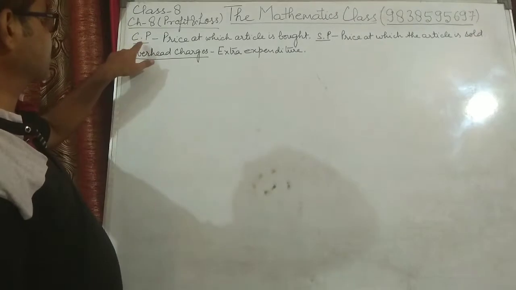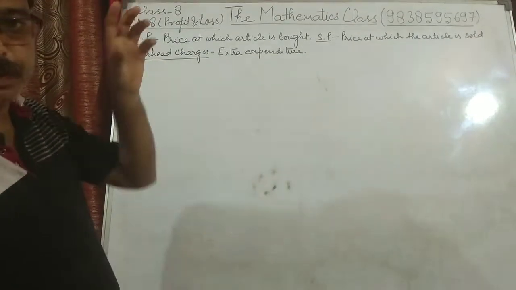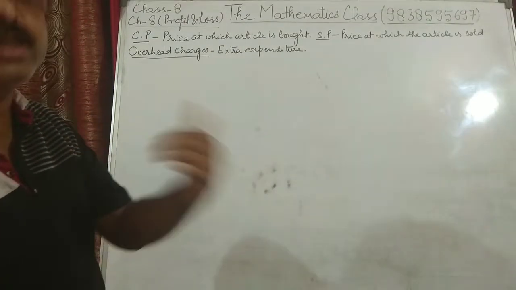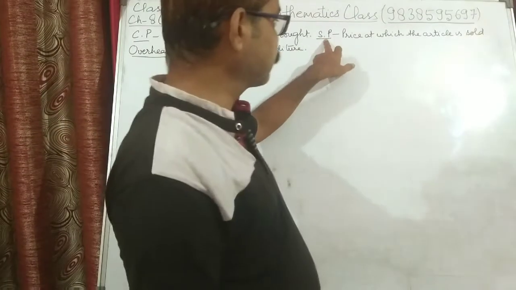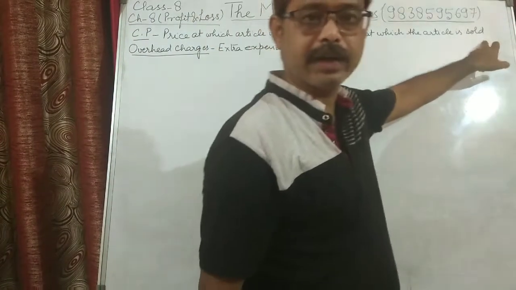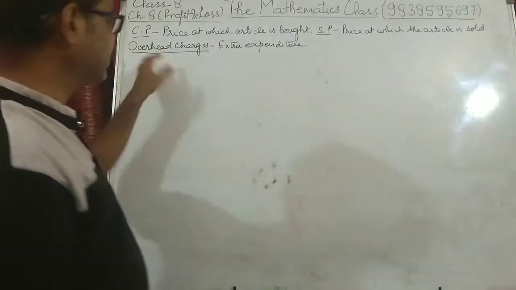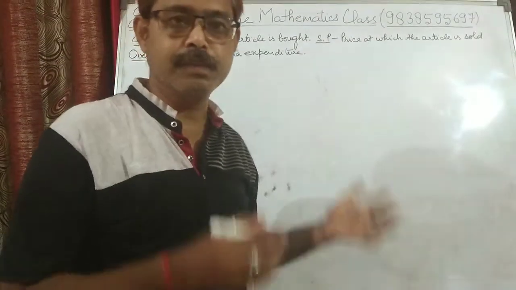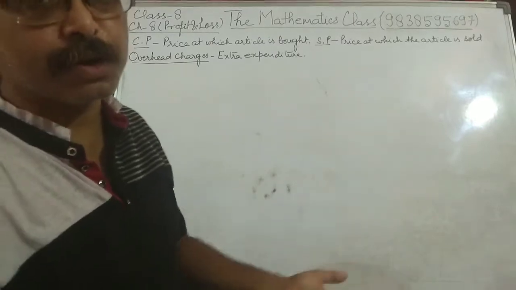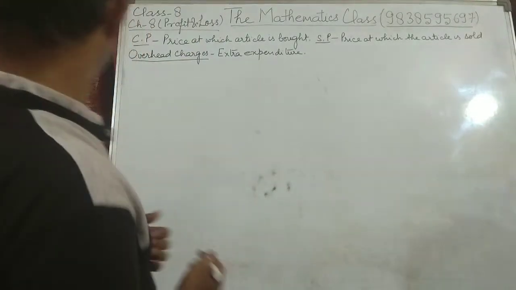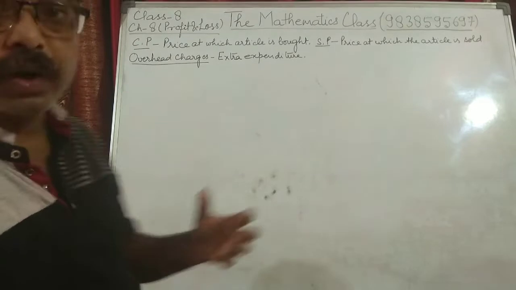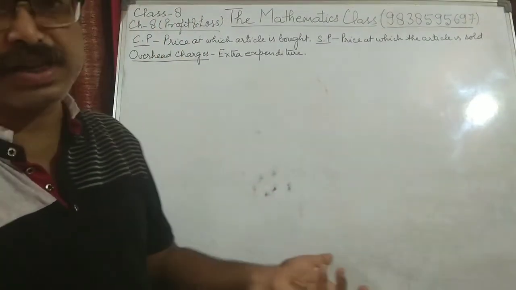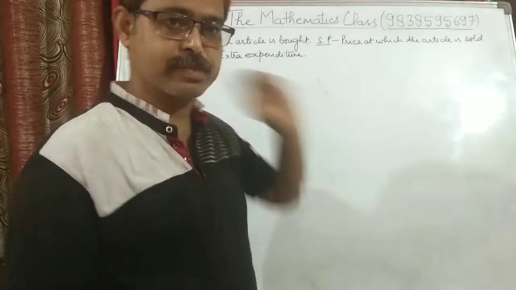So let's discuss what is cost price. Cost price is the price at which any article is bought to sell it. Selling price is the price at which the article is sold. And what are overhead charges? Extra expenditure. Suppose I want to get some heavy item from a warehouse to my home. Whatever conveyance charges I spend in between will come under extra expenditure.